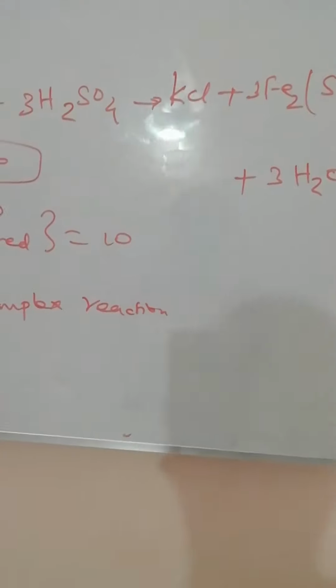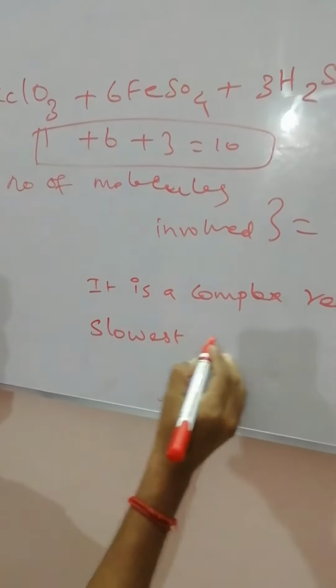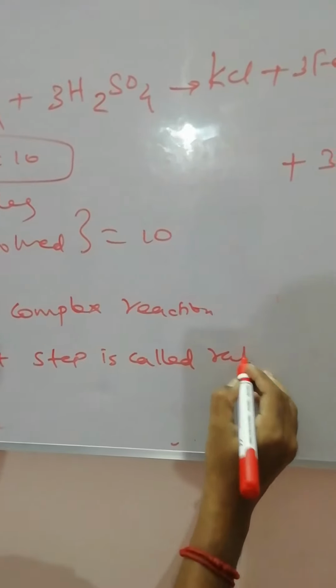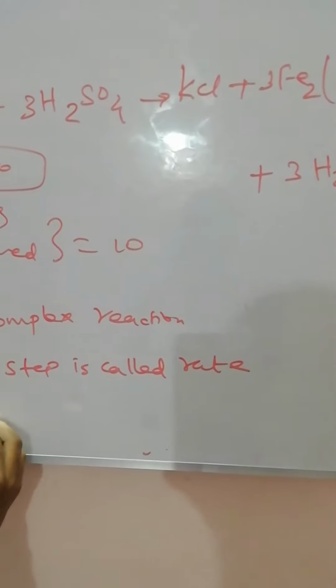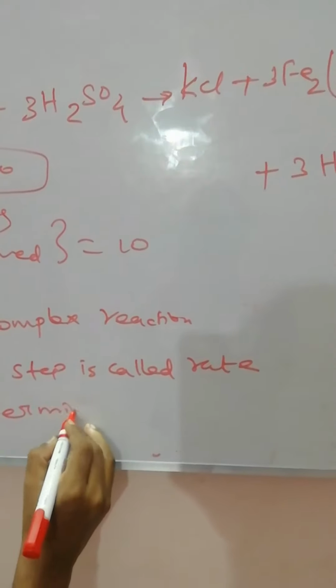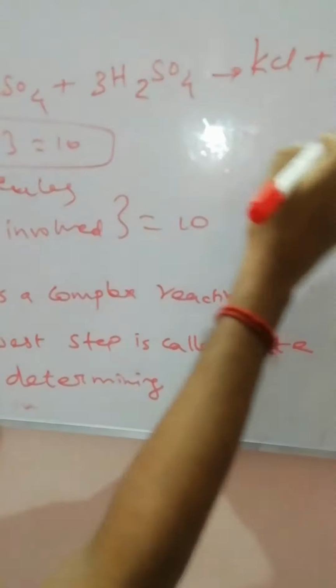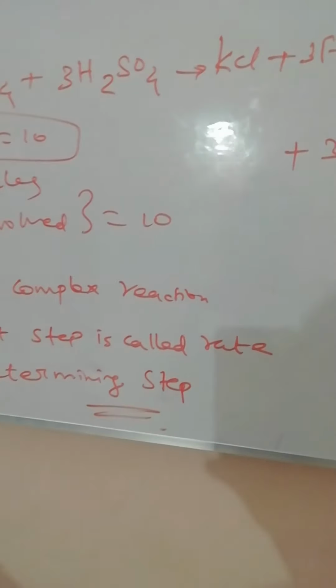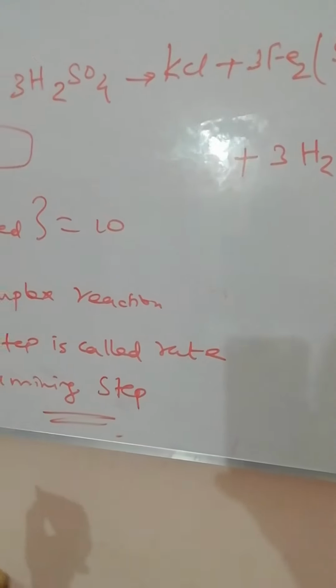The slowest step is called the rate determining step. Probably the first step is the rate determining step. The remaining steps are intermediate formation steps. This is very important. Let us undergo one more example in molecularity.